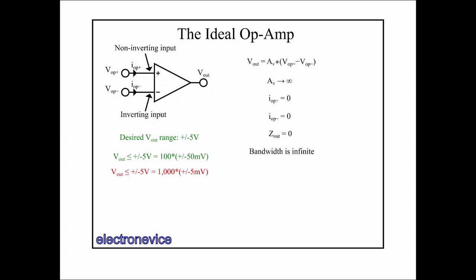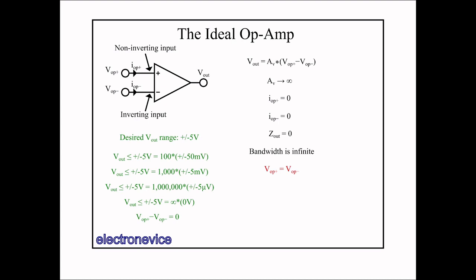Now increase that gain to 1000. Now the inputs are within 5 millivolts of each other. Now increase it to 1 million, only 5 microvolts of difference. If we keep increasing it, we see that as this gain approaches infinity, the difference between these two inputs approaches zero. This produces the central equation of the ideal op-amp, that VOP plus equals VOP minus.